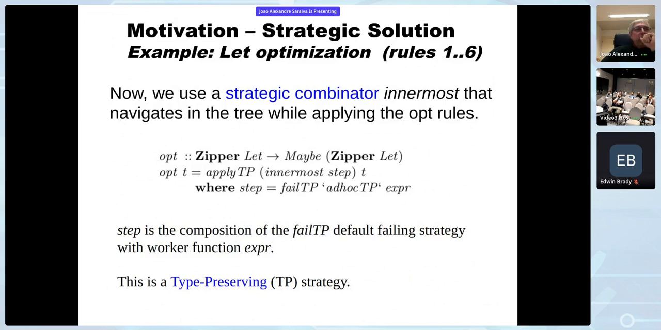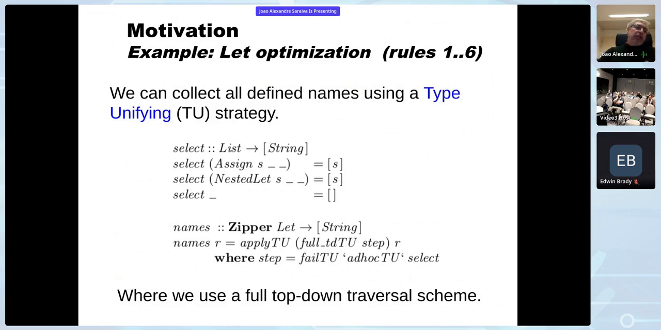And of course, this is type preserving, because the target is of the same type, but we can also produce results of a different type. In this case, we have a type unifying strategy. If you want to collect all the names defined in a let, we produce a list of strings, and this is type unifying. In this case, we are using a strategy that is full top down. It doesn't matter in this case if it's full top down or full bottom up, but we have plenty of combinators that traverse the tree. Again, we are only concerned with the nodes where the names are introduced, and we omit all the other nodes or constructors in our language.